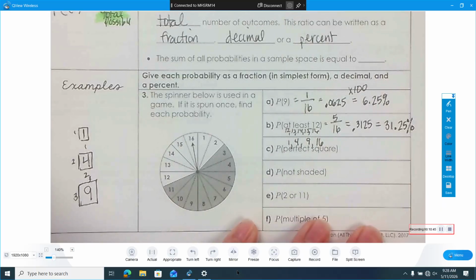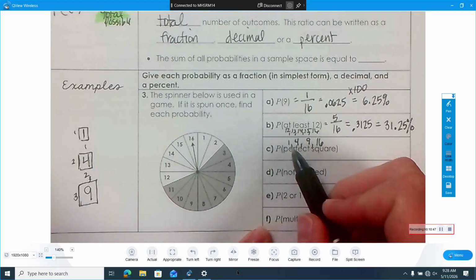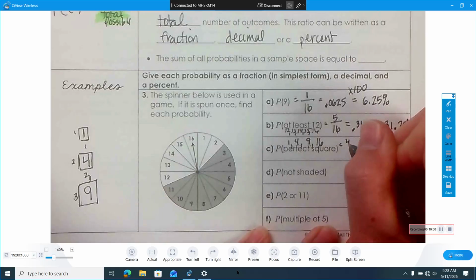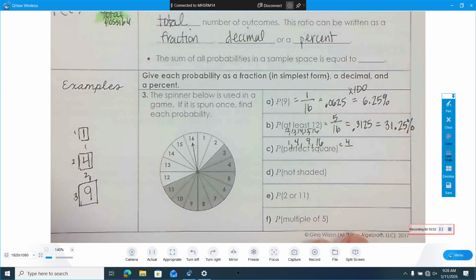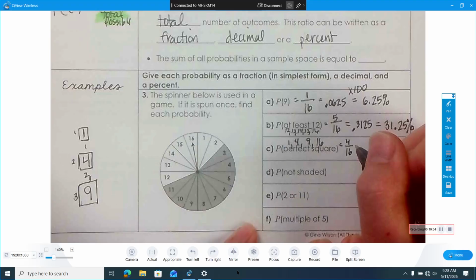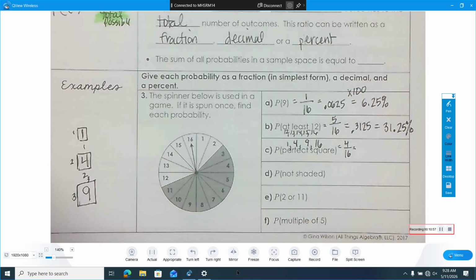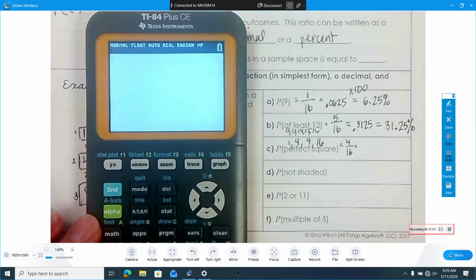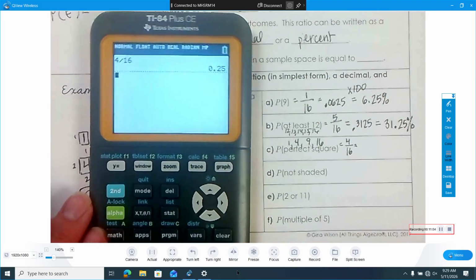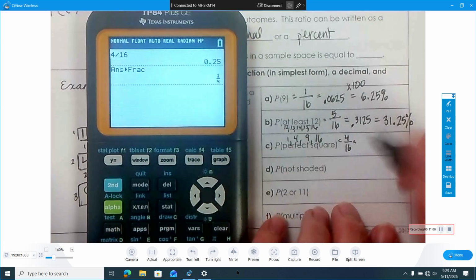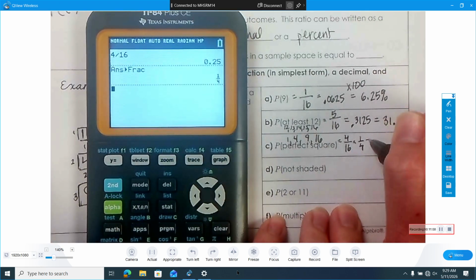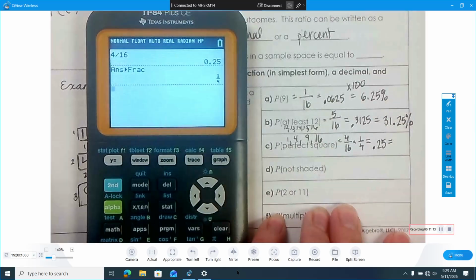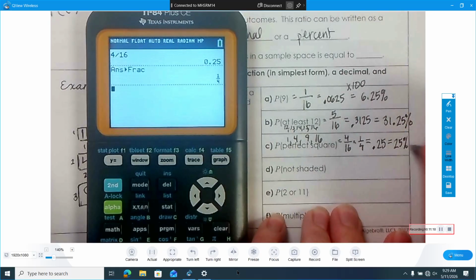So how many favorable outcomes are there? 4 good winners out of how many total options? Out of 16. Is this a simplified fraction? It's 1/4. Yeah, 4 out of 16. You could math frac that. It gives you 1/4. Of course, that is the decimal, 0.25. What is the percentage? 25%. Very good.